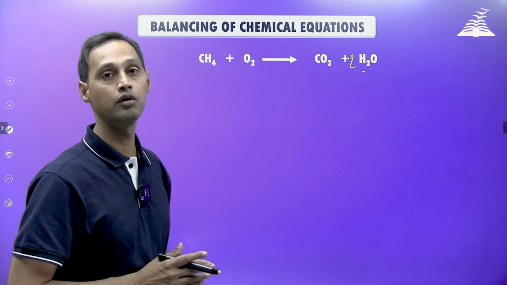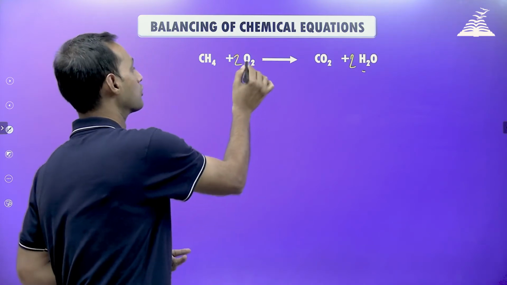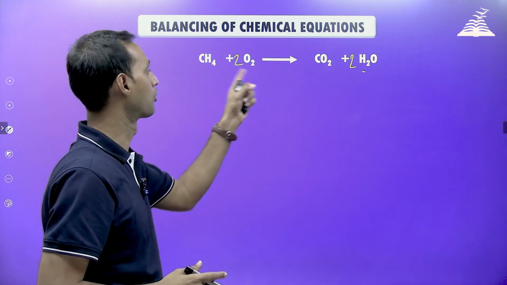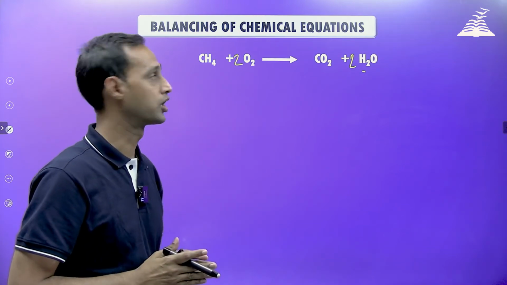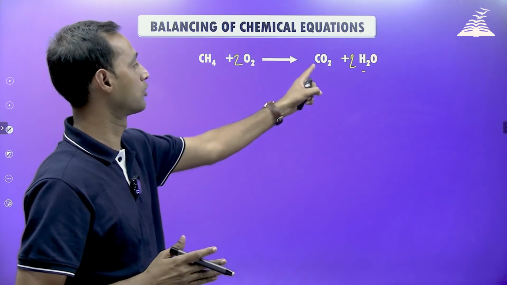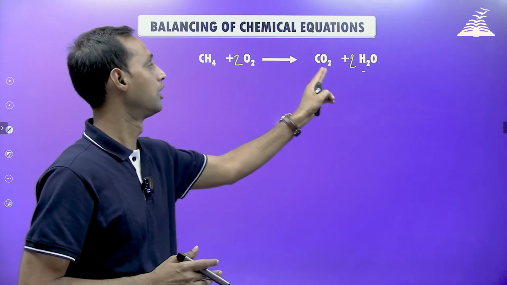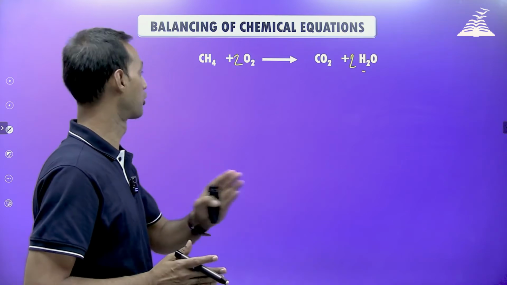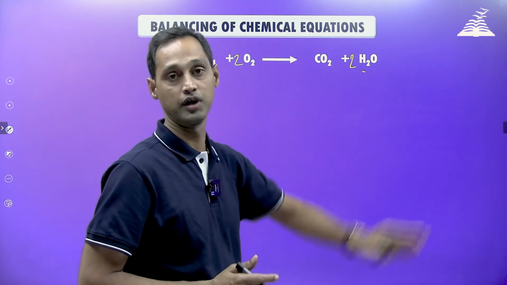How do you make it 4? Without changing the composition? Coefficient 2. Now we have 4 oxygen atoms. Hope it is now balanced. Right? See, carbon atoms 1 and 1. Number of oxygen atoms, 4 on left hand side and 4 on right hand side. Hydrogen atoms, 4 on left hand side and 4 on right hand side.